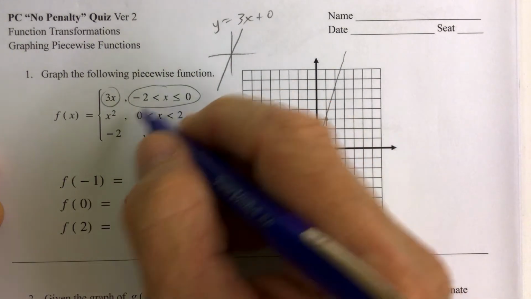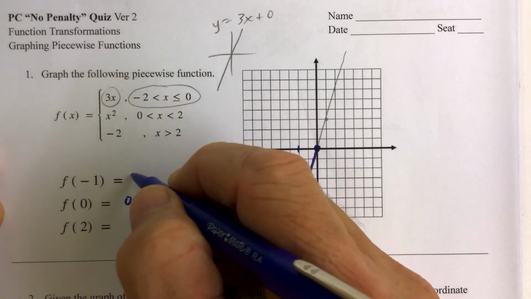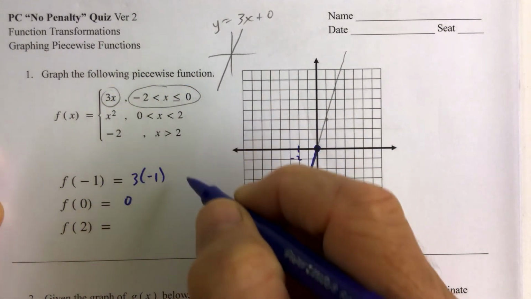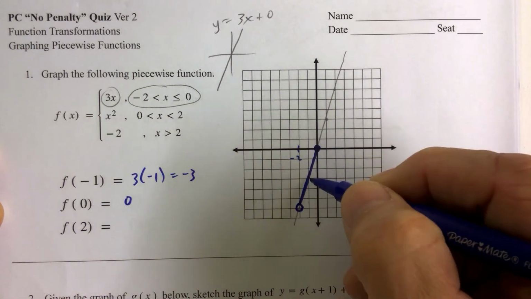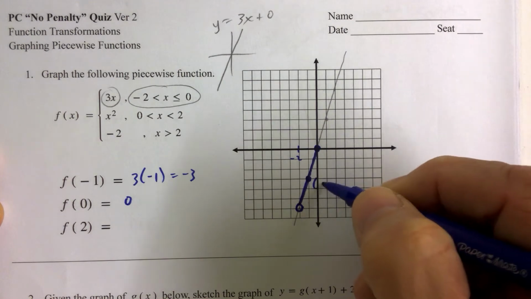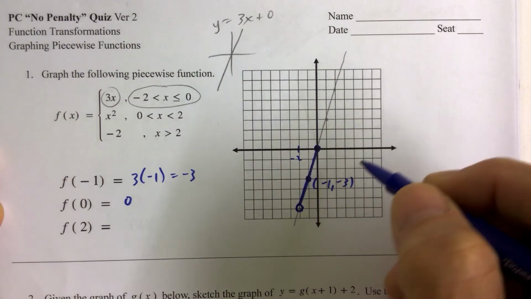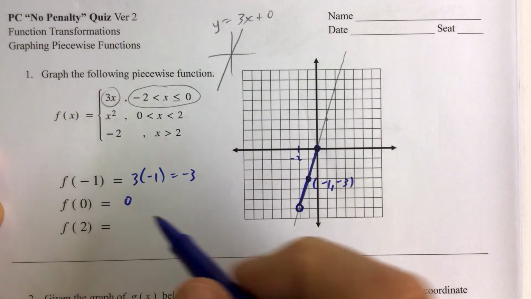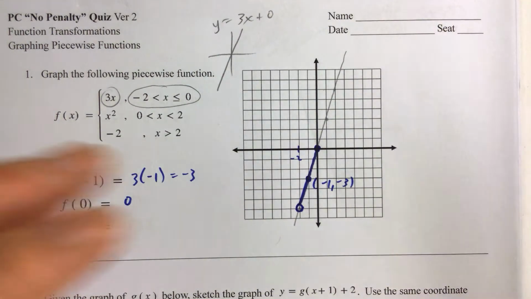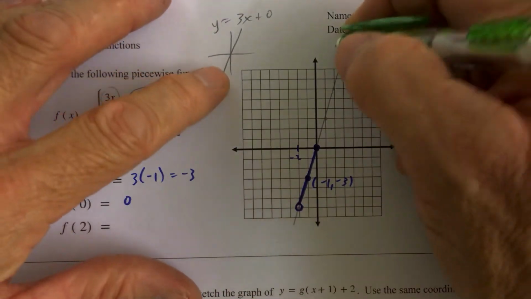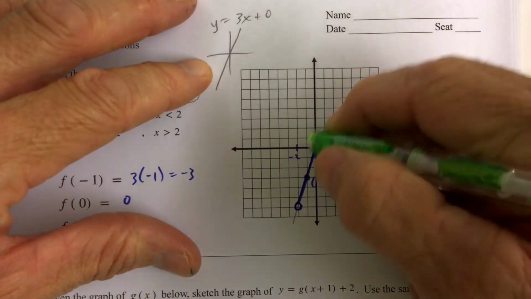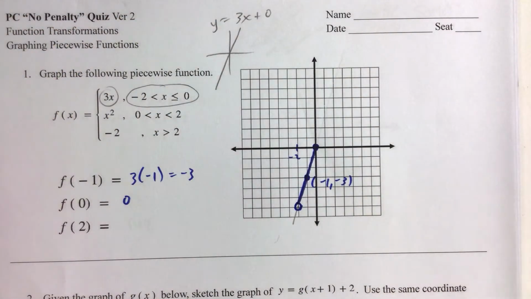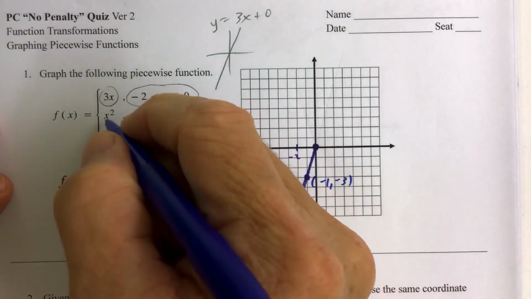And also we can plug in negative 1 into the first piece of the piecewise function, and we would get negative 3. That's why the point negative 1, negative 3 is on the graph. Okay, we'll get to f of 2 in a minute. The next piece, and by the way, let me go ahead and erase this guy here because that is outside of our domain restriction. And then this guy here, x squared.